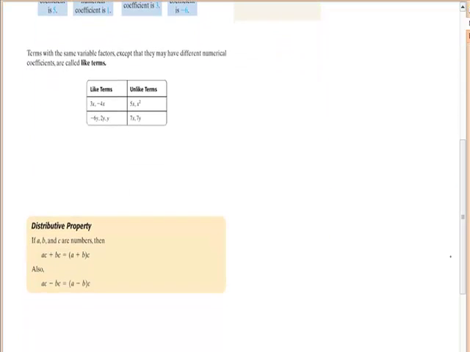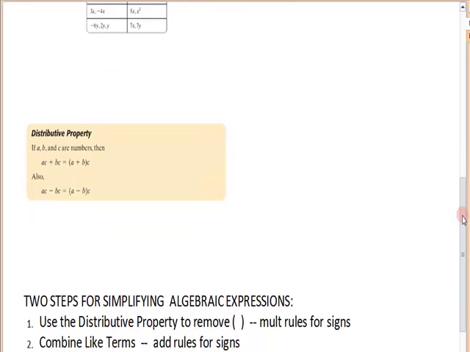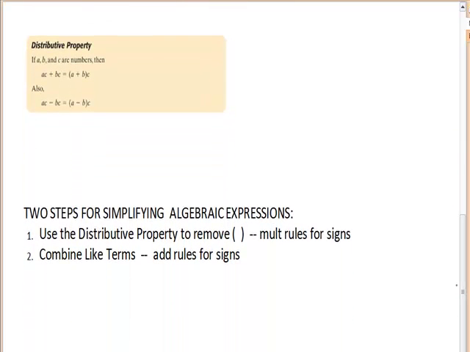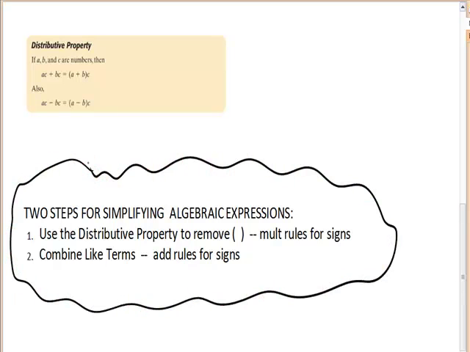And then I'm going to use the distributive property. Well, actually, I'm going to use the distributive property first. Then I'm going to combine like terms. I'm going to combine the steps I already had, and that's what I'm going to use to simplify. Now, this is worth writing down in your notes.